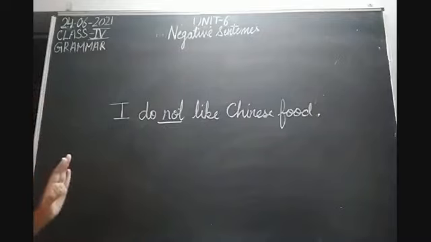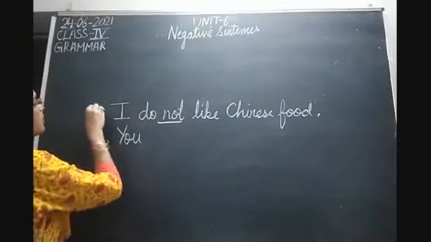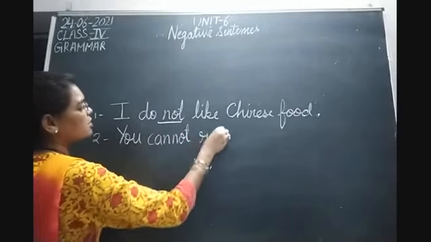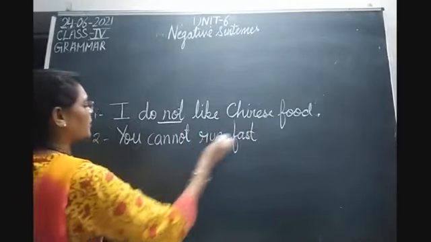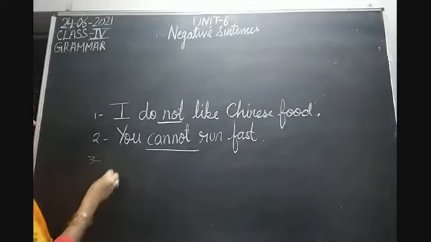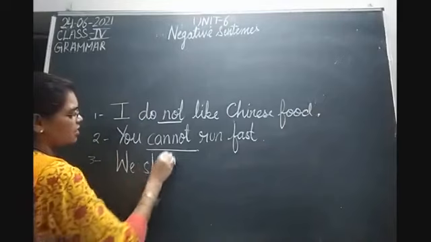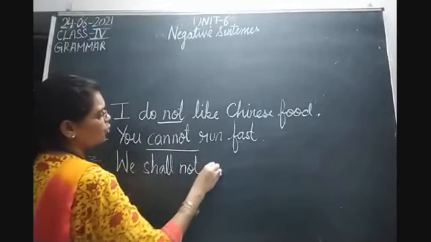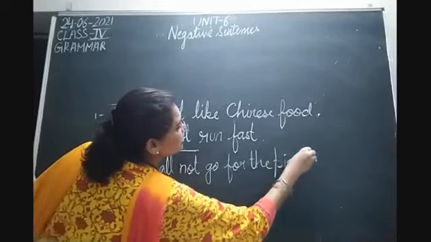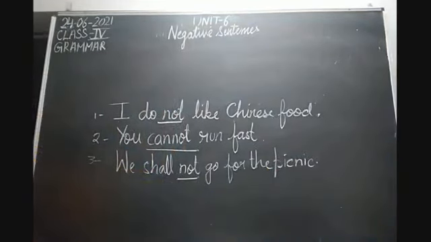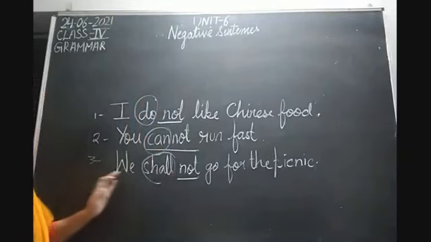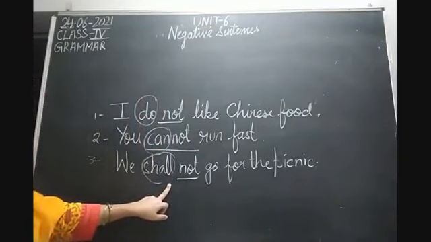ये अभी मैं आपको समझाऊंगी. जैसे फॉर अनदर एग्जाम्पल, You cannot run fast. यहाँ पे ये नॉट कहाँ आया? कैन के बाद में आया. ठीक है, देन we shall not go for the picnic. आप देखो ये जितने भी हेल्पिंग वर्ब्स हैं, डू, कैन, शैल, इन सब के बाद ही हम नॉट लगाएंगे. ठीक है, फाइन.